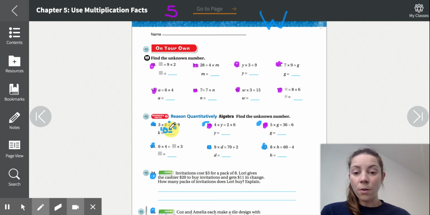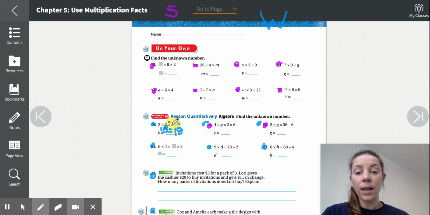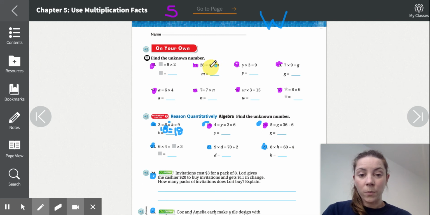I know that if this side is 18, then this side's total has to be 18. Not just one of its numbers, but the total when you solve that side. So I know that I have to get k times 9 to equal 18. So now it's back to one of these problems up here, where it has a missing factor. What times 9 equals 18?